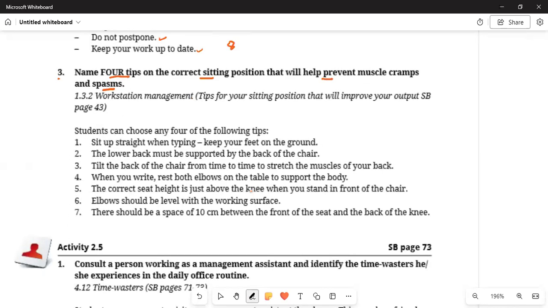Number 1, sit up straight when typing. Keep your feet on the ground. Number 2, the lower back must be supported by the back of the chair. Number 3, from time to time stretch the muscles of your back. And then number 4, when you write, rest both elbows on the table to support the whole body. Number 5, use the correct seat height, just above the knee when you stand in front of the chair. And then number 6, elbows should be level with the working surface. Number 7, there should be a space of 10 centimeters between the front of the seat and the back of the knee. So we are saying that it can be for 14 marks.